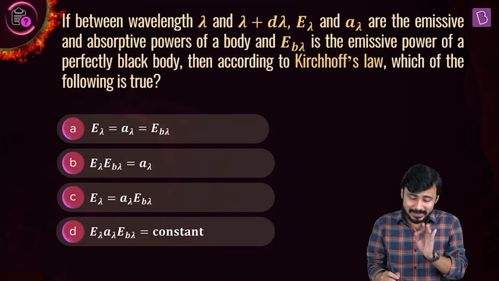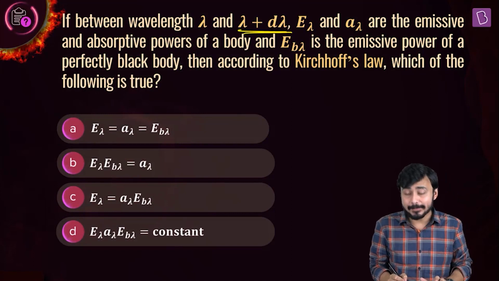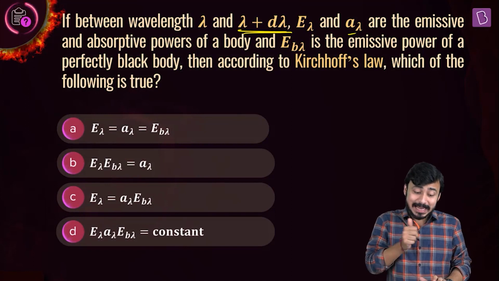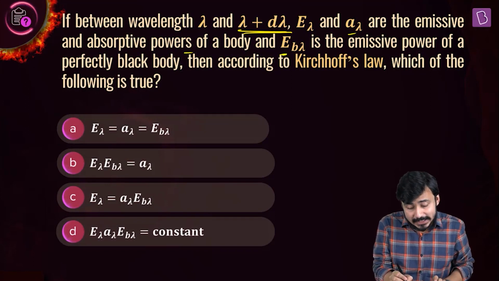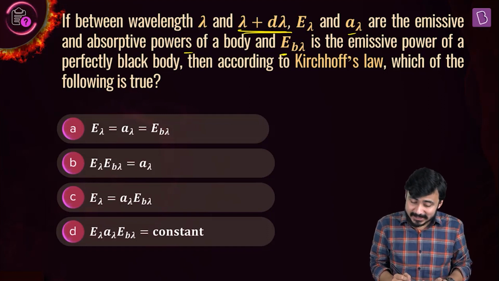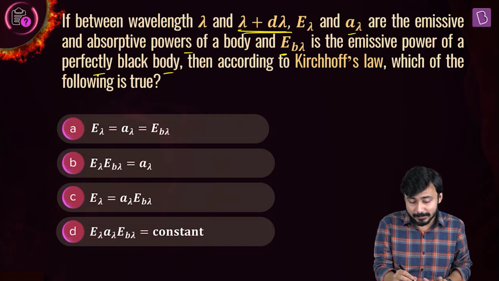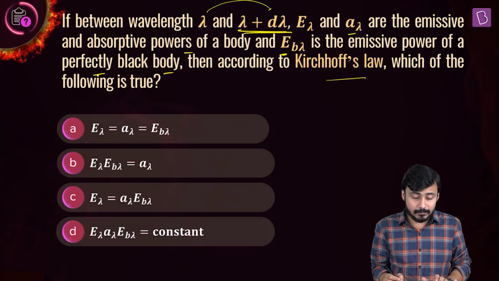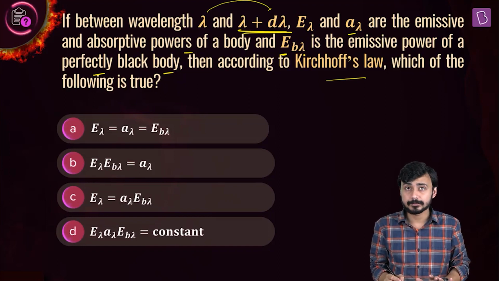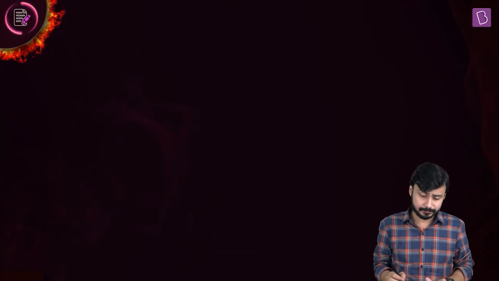If between wavelengths lambda to lambda plus d lambda, capital E lambda and small a lambda are the emissive and the absorptive powers of a body, and E b lambda is the emissive power of a perfect black body for the same wavelength range, lambda to lambda plus d lambda, then according to Kirchhoff's law, which of the following is true? In order to answer this, let's discuss the result of Kirchhoff's law once again.